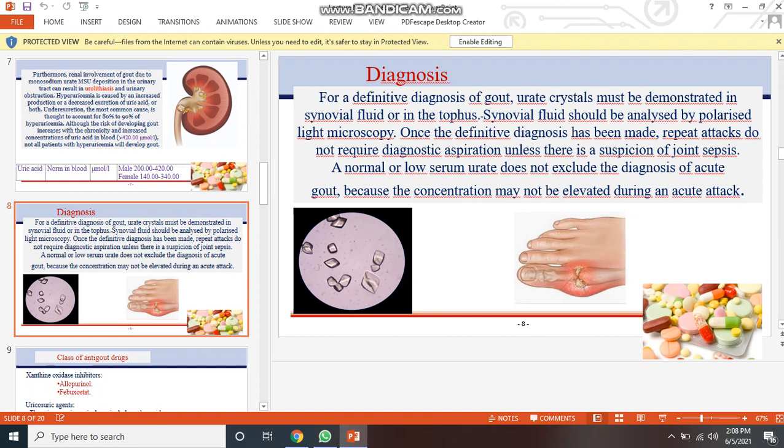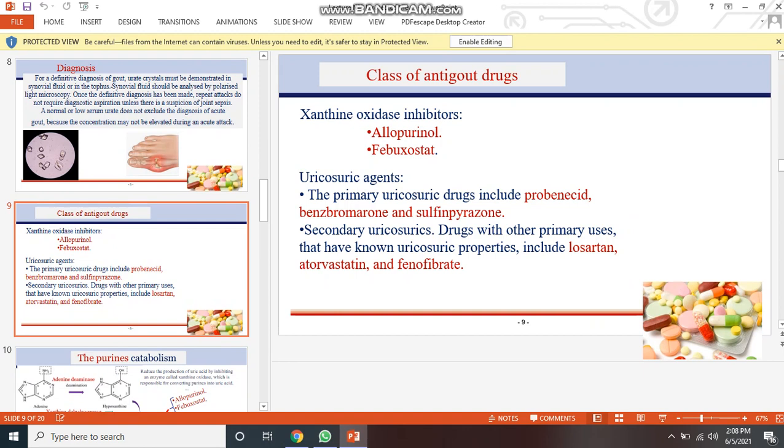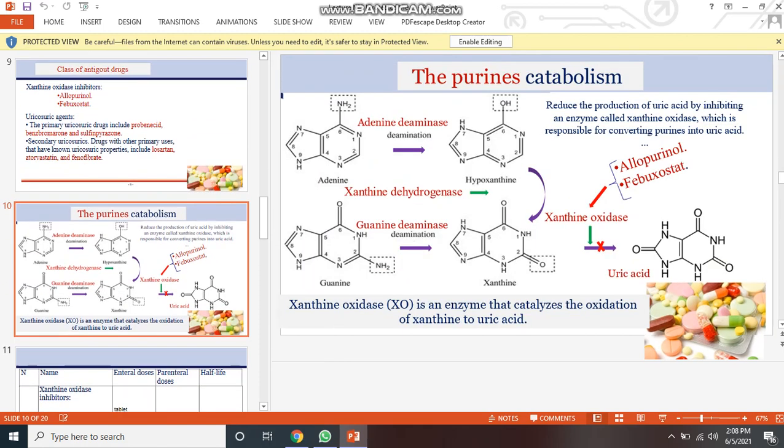Once a definite diagnosis has been made, a repeat attack does not require diagnostic aspiration unless there is a suspicion of joint sepsis. A normal or low serum urate does not exclude the diagnosis of acute gout, because the concentration may not be elevated during an acute attack. There is a class of antigout drug, xanthine oxidase inhibitors: allopurinol and febuxostat.